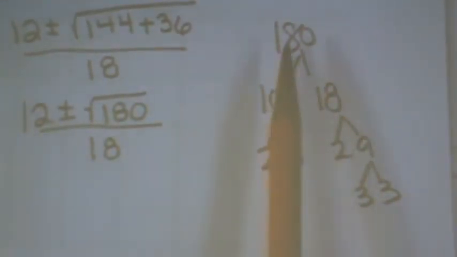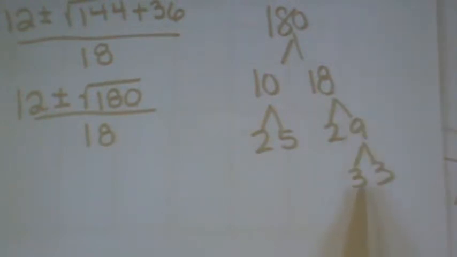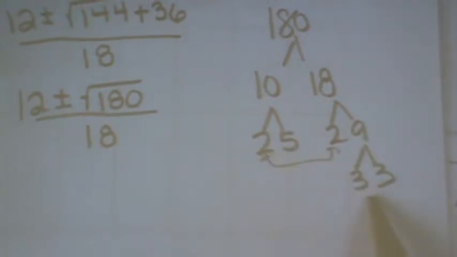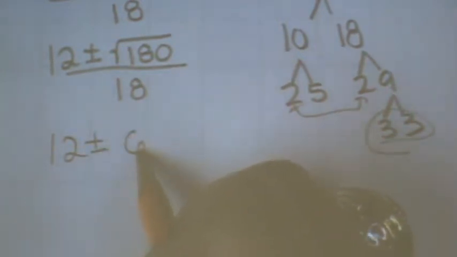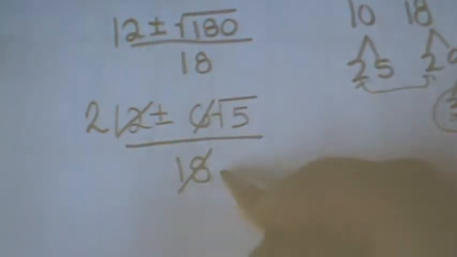So look what I did, I took 180 and I said 10 times 18 is 180, and 10 is 2 times 5, and 18 is 2 times 9, and 9 is 3 times 3. So what could I take out? I could take a 2 out and I could take a 3 out. So the root of 180 simplifies to 6 root 5 over 18. Now, what's the biggest number that goes into 6, 12, and 18? It's 6. So 6 goes into 6 once, 6 goes into 12 2 times, and 6 goes into 18 3 times.